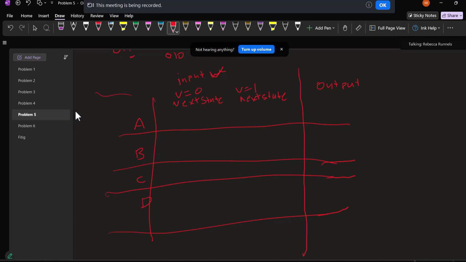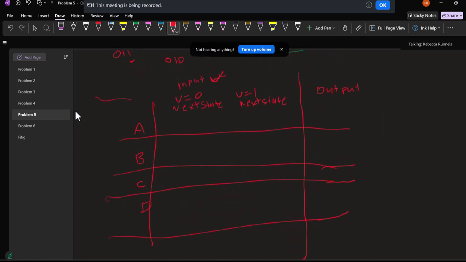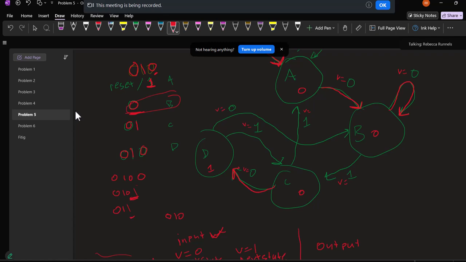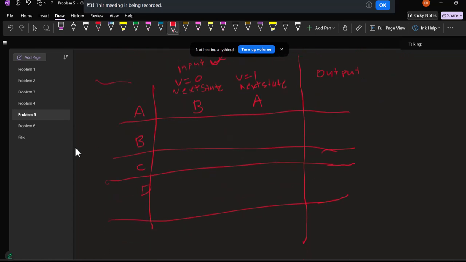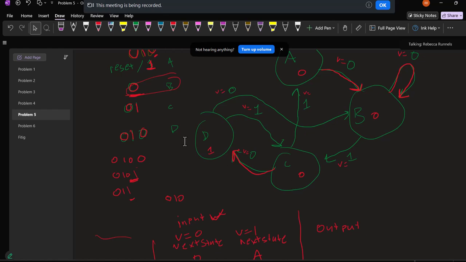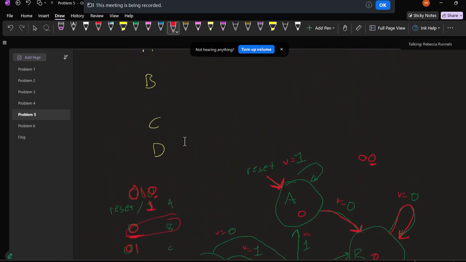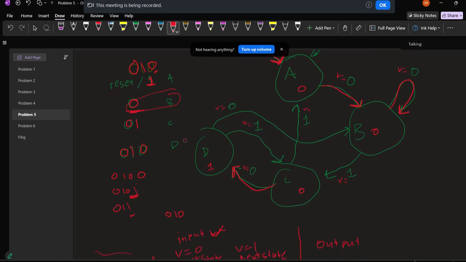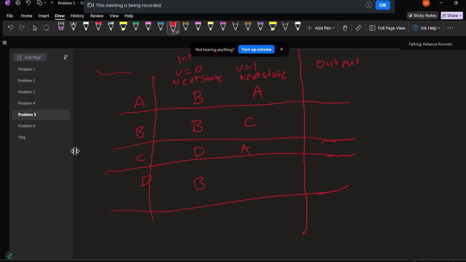So when I was in state A, if I got a 1, I stayed in A. If I got a 0, I went to B. When I was in B, if I got a 0, I stayed in B. If I got a 1, I went to C. When I was in C, if I got a 0, I went to D. And if I got a 1, I went back to A. And when I was in D, if I got a 0, I went to B. And if I got a 1, I went to C. And my output was 0, 0, 0, 1.